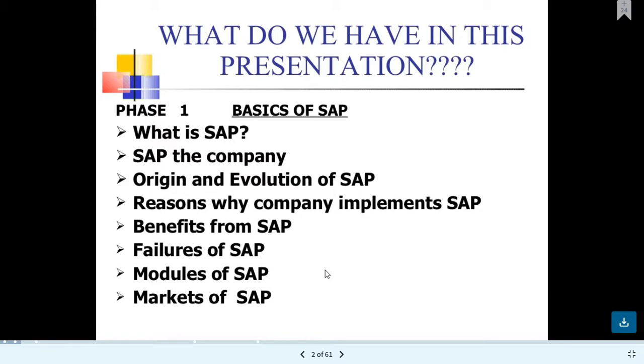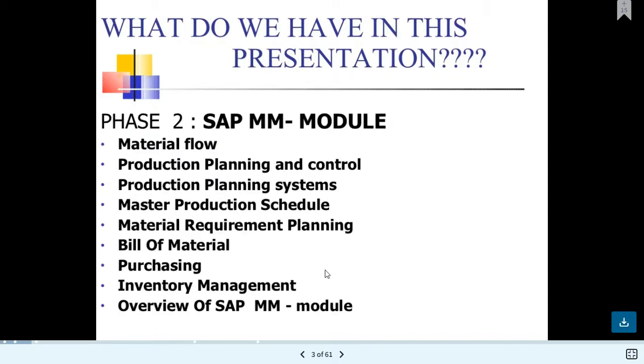So today we will start the presentation on the topic of SAP. What is SAP? We will learn what SAP is, what the uses of SAP are, in which companies SAP is generally used, and what the benefits of SAP implementations are, failure of SAP modules and marketplace, and all the information regarding SAP we will understand here.